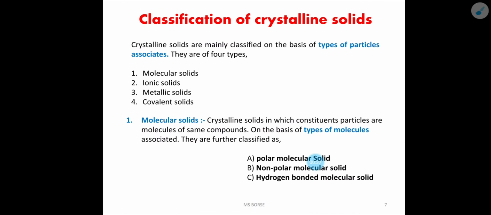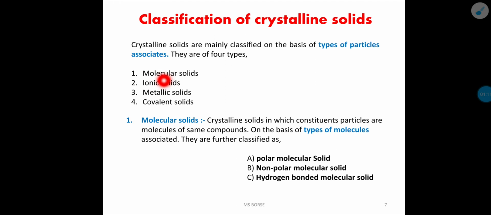Now, in this lecture, we will see the classification of crystalline solids. Crystalline solids are classified on the basis of the type of molecules or particles that associate or aggregate. Crystalline solids are mainly classified as molecular solid, ionic solid, metallic solid, and covalent solid.